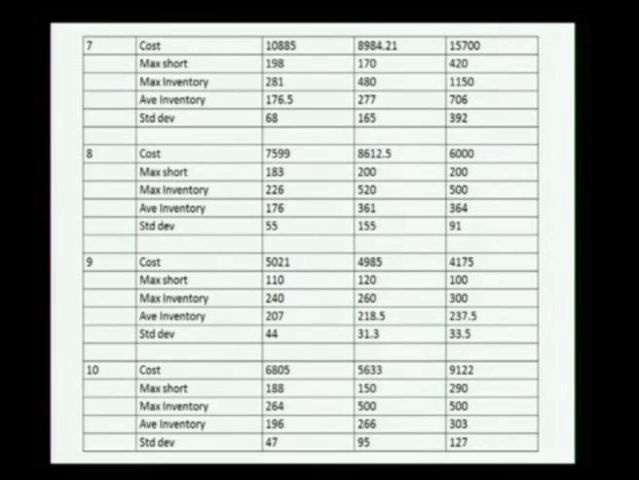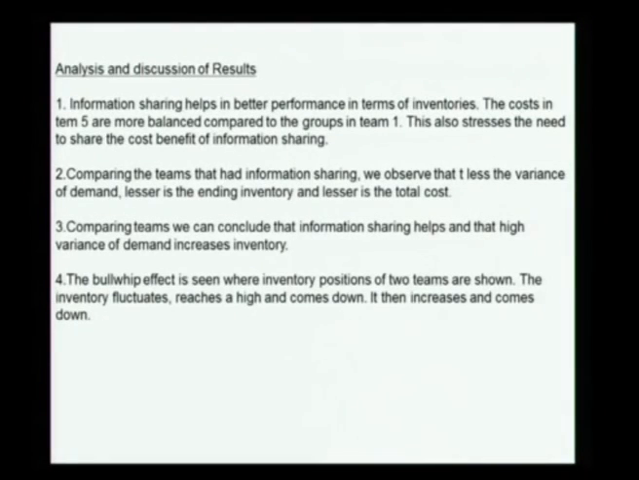So what are all the things that we describe in theory and practice? We are able to capture it through a classroom game which is called the beer game. So the summary of results of the beer game would be: information sharing helps in better performance in terms of inventories. We observe that the less the variance of demand, the less is the ending inventory and the less is the total cost. So variance of demand increases the inventory as well as total cost. Information sharing helps, and high variance of demand increases the inventory.